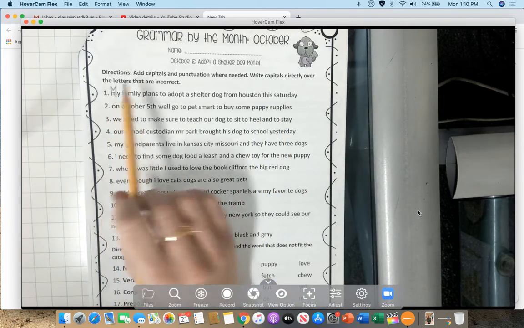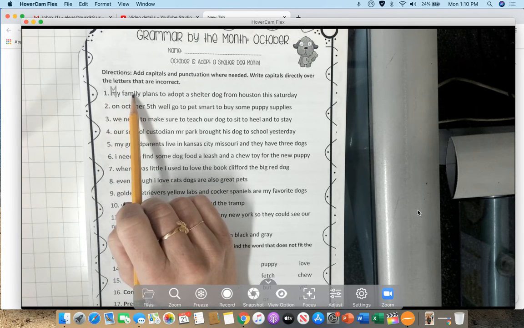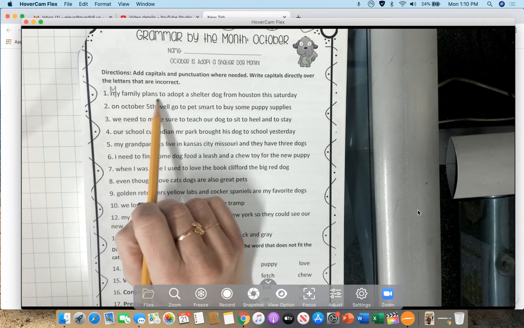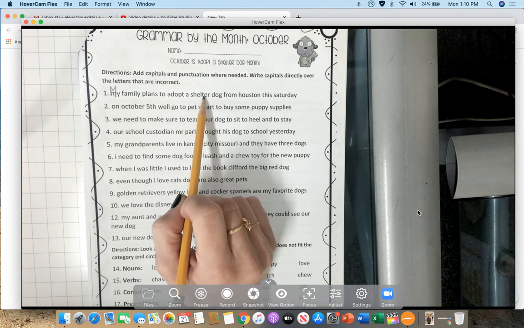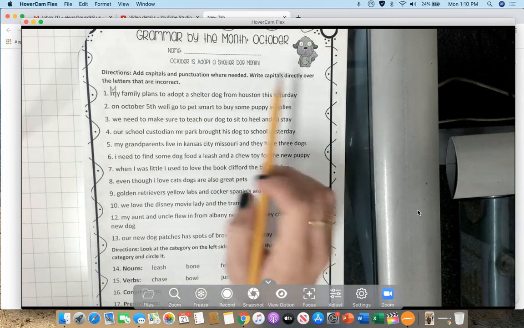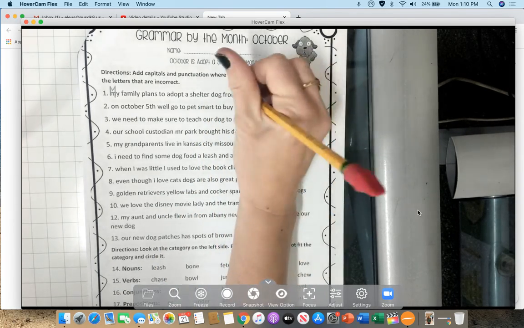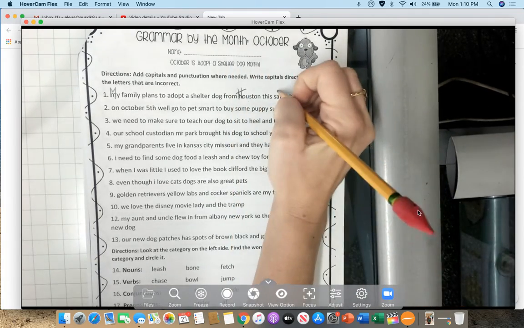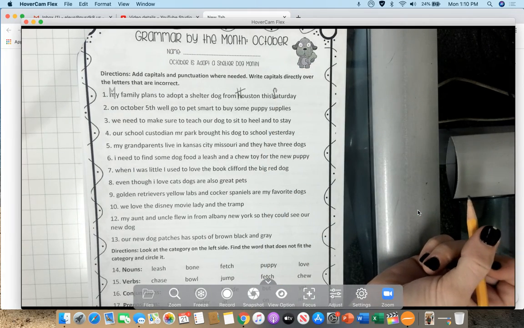Okay, let's do capitalization first. My is capitalized. Family is a noun, but it's not capitalized because it's not a proper noun. So my family plans to adopt a shelter dog. Shelter dog is a noun, but it's not capitalized because it's not the name of the dog. It's just a general noun. From Houston. Houston is a city. Houston needs to be capitalized, capital H. Saturday is the day of the week. That needs to be capitalized as well. And then I'd say we're good on our capitalization.